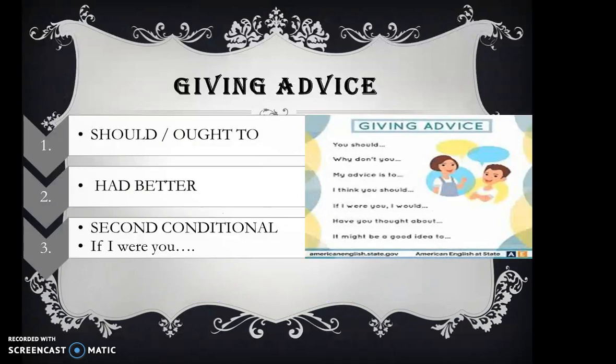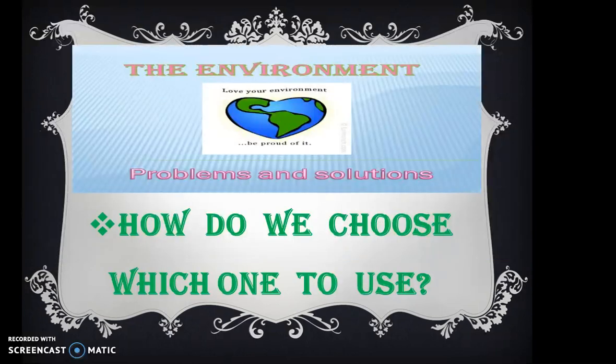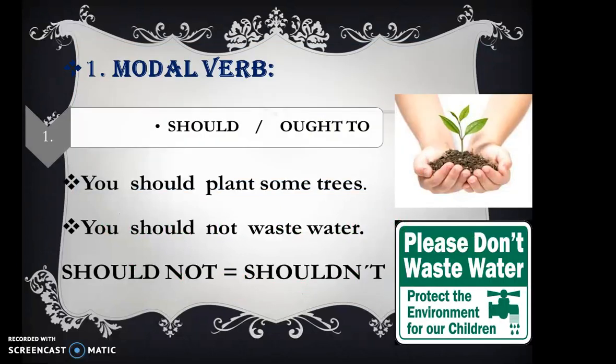Now, let's talk about giving advice. It refers to when we tell other people what we think could help them. Giving advice in English might seem tricky at first, however, it's not impossible. There are several ways to do it. So, the question is, how do we choose which one to use? Let's talk about 3 situations.